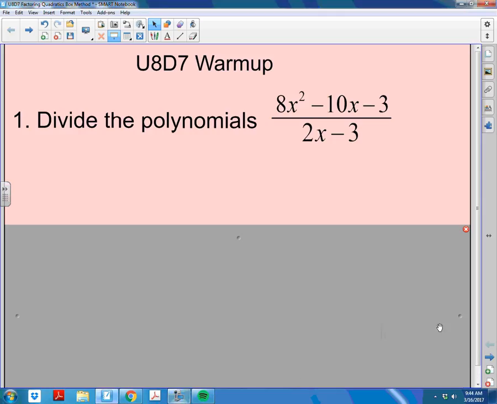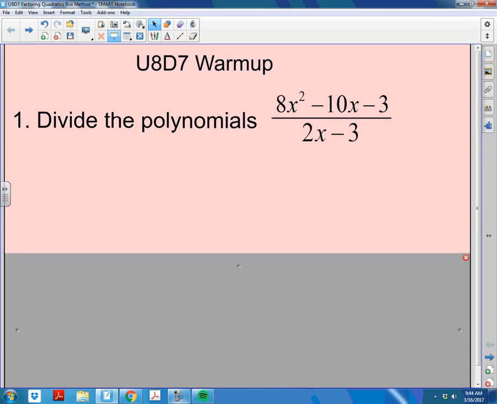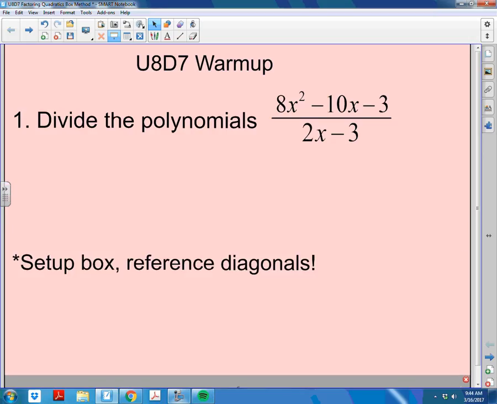So let's learn how to factor a little bit. All right, so really quickly, let's talk about this. As I was saying before, this is exactly what we did yesterday. It's just set up differently, right?